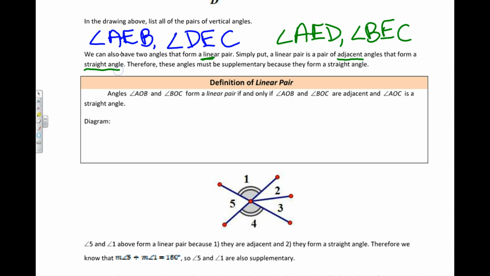And as we learned in middle school and then reviewed again this year, a straight angle basically is an angle that's 180 degrees. So if that guy there is a straight angle, these two angles then must be supplementary because they form a straight line. So let's take a look at our actual definition.